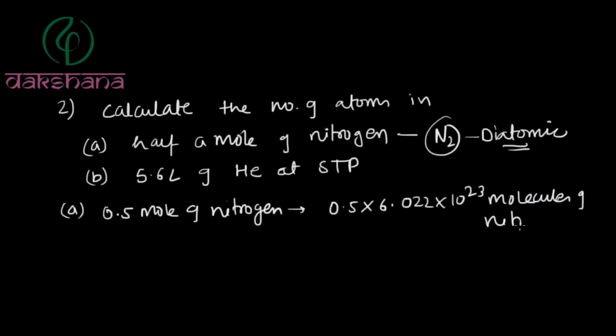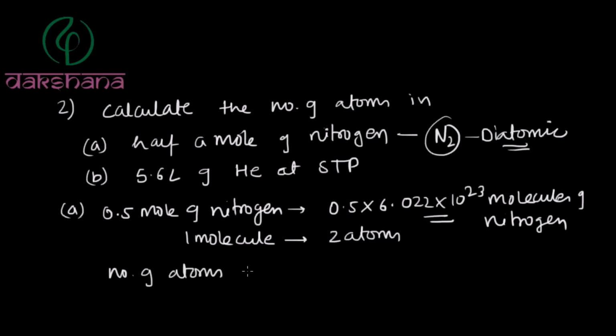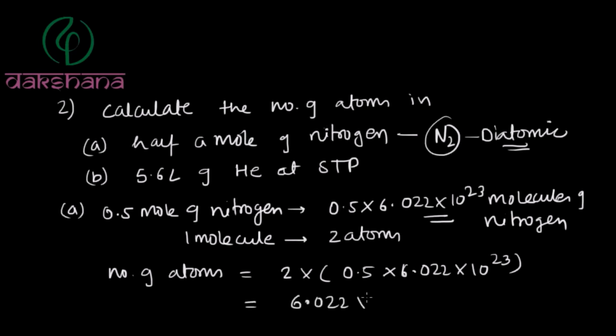Okay, and I know that in one molecule, how many atoms? We have 2 atoms. In this much of molecules, the number of atoms will be just equal to twice the number of molecules. That means 2 times 0.5 into 6.022 into 10 to the power 23. So this will be equal to 6.022 into 10 to the power 23 atoms, and this is the answer.